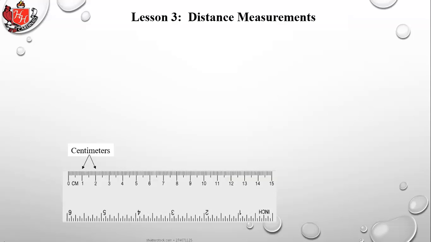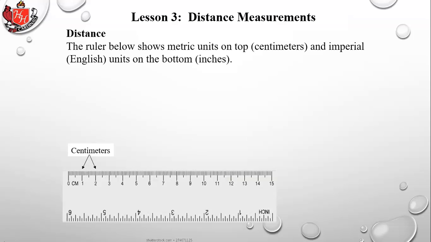lines on the top, again, we're not concerned with the lines on the bottom. Those are inches, and we don't deal with that in chemistry. But the little tiny lines on the top are millimeters. There's 1,000 of those on a meter stick, and you've all seen a meter stick in the classroom. So the ruler below shows metric units on top, centimeters, and imperial English units on the bottom, inches. Again, we're not going to deal with those. In chemistry, we do all measurements in metric units.